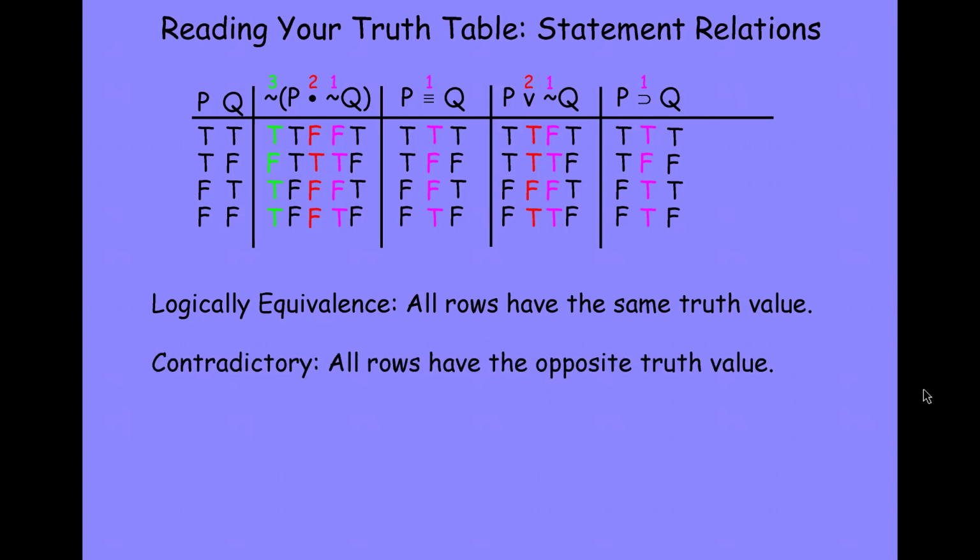The next relationship that we want to look at between simple statements or individual statements is the contradictory relation. The contradictory relation holds between two statements if they always have opposite truth values. So logical equivalence, they're always the same. Contradictory, they're always different. So let's say we look at the triple bar here and we look at the disjunction here. We look into those main connectives and we ask, are the truth values always different?